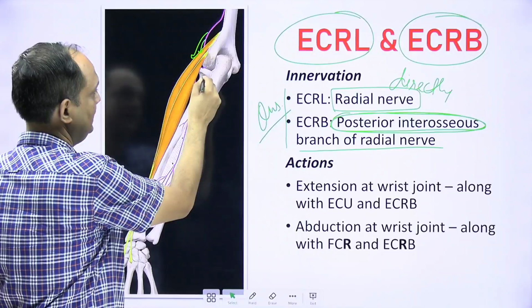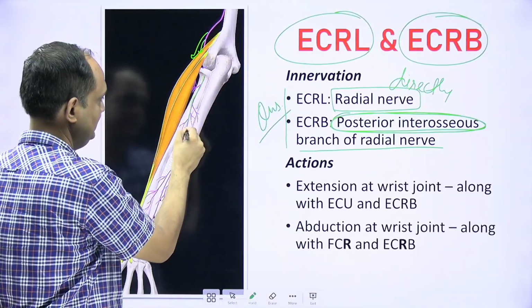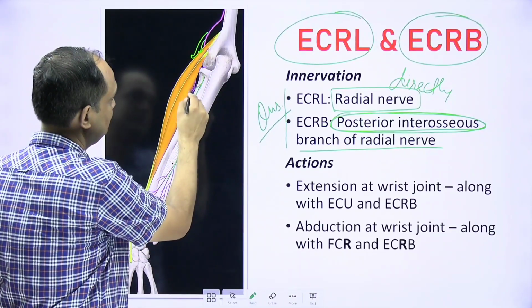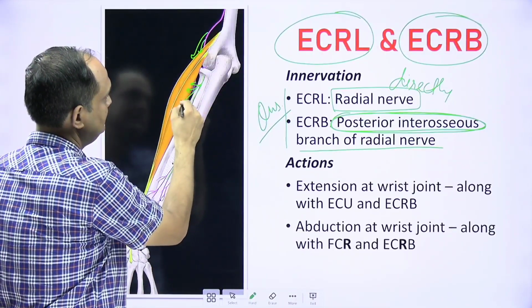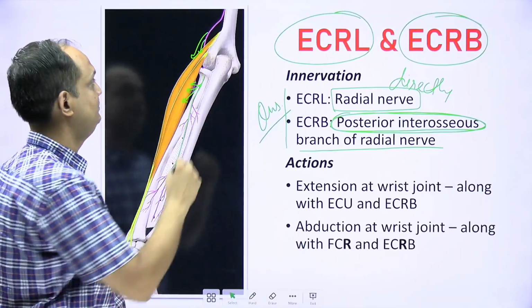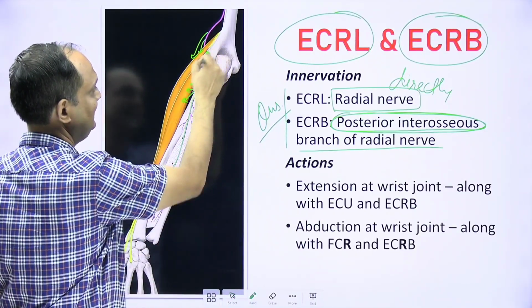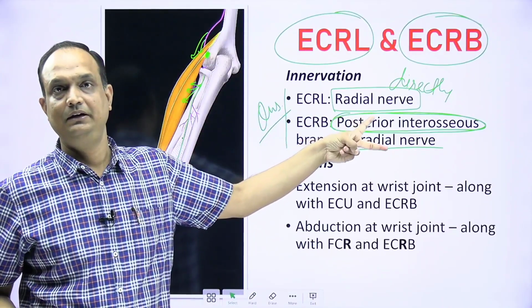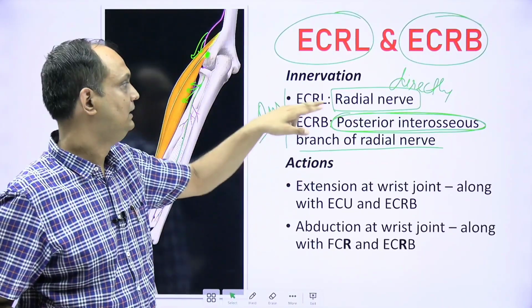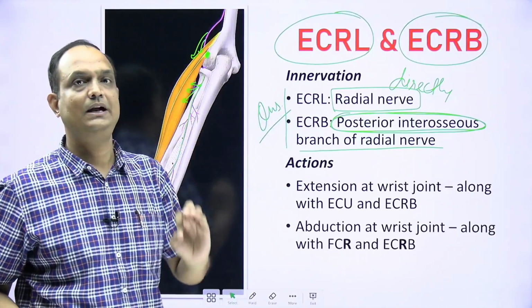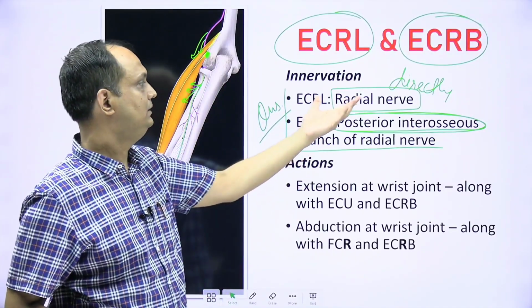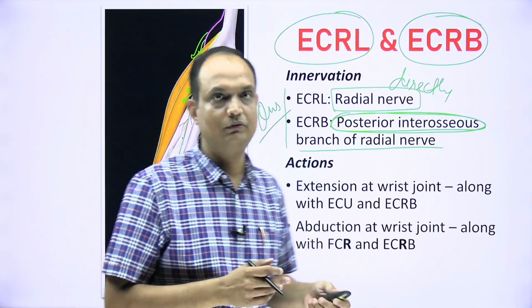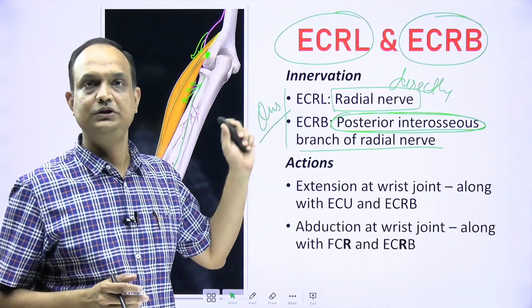But it is giving a branch which runs in the posterior compartment, known as the posterior interosseous nerve, and this posterior interosseous nerve supplies the extensor carpi radialis brevis, which arises from the lateral epicondyle. So both muscles are supplied by the radial nerve, but more specifically the extensor carpi radialis longus is supplied directly from the trunk, while the brevis is supplied by the posterior interosseous nerve of the posterior compartment.